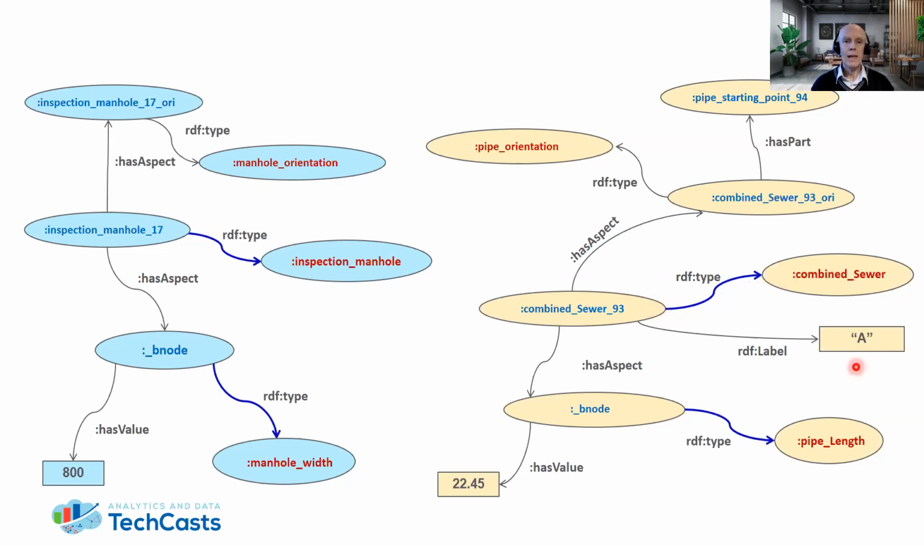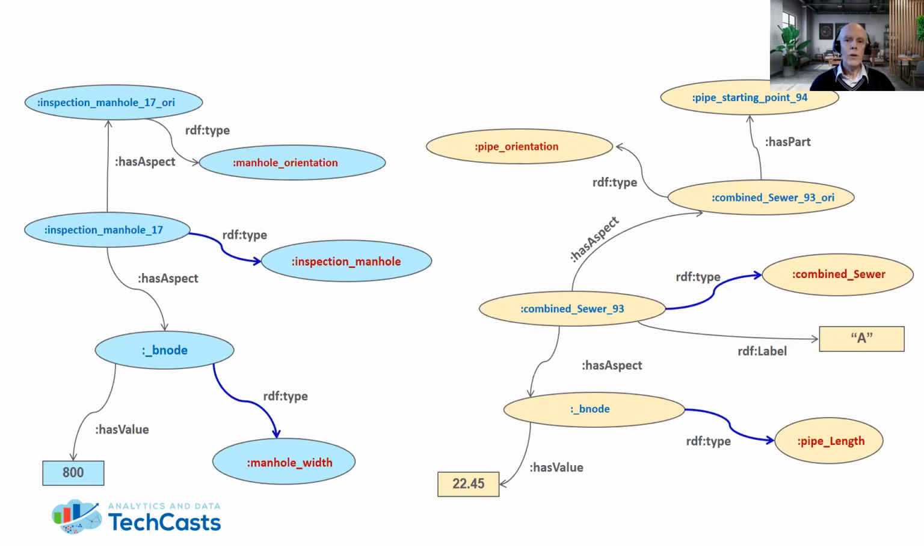It also has a label associated with it. It also has additional properties linked to it. And that information is always stored in the form of so-called triples. So the combined sewer 93, that's the subject. Type would be the predicate, and combined sewer would be the object, and so forth.